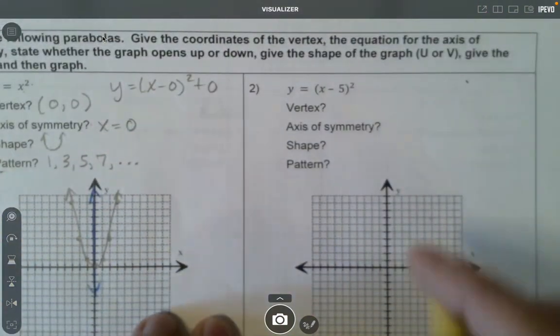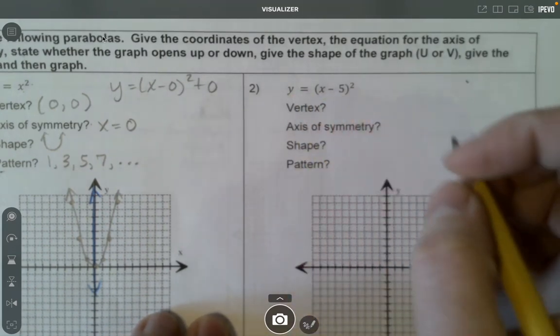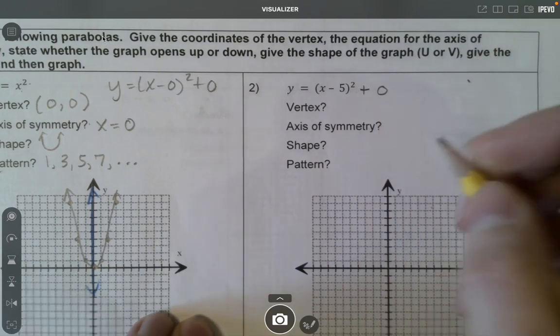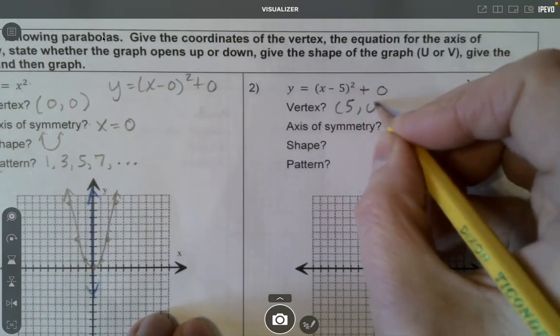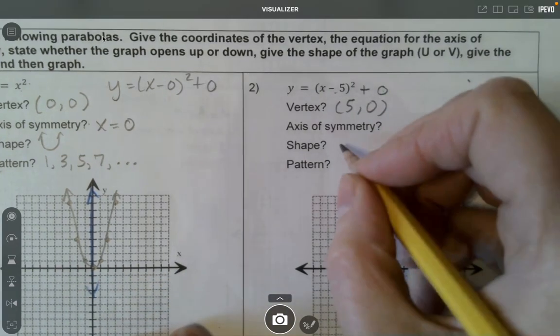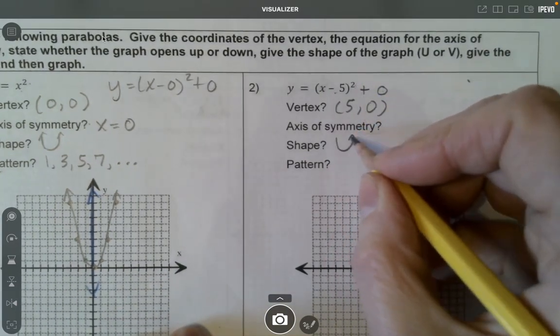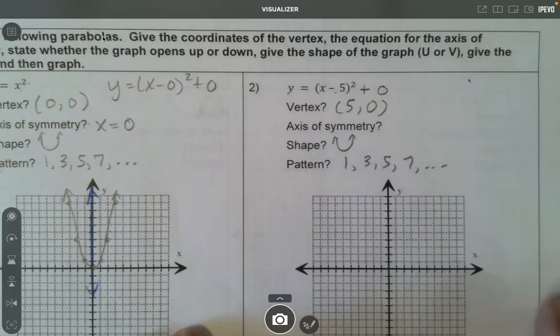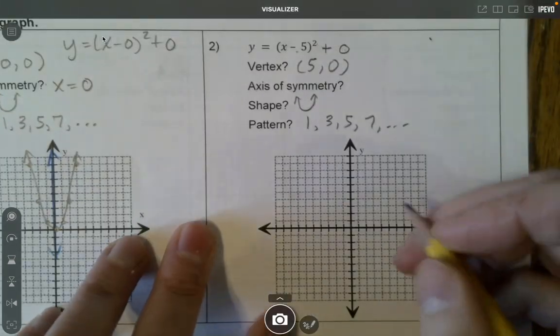Okay, on the next one, we have y equals a quantity x minus 5 squared. There's nothing outside, so I'm going to write in a plus 0. That means my vertex is 5, 0. Remember, it's always opposite sign here, same sign here. My shape, because it's squared, is going to be another U, and my pattern's a 1, 3, 5, 7. So let's go ahead and find 5, 0.